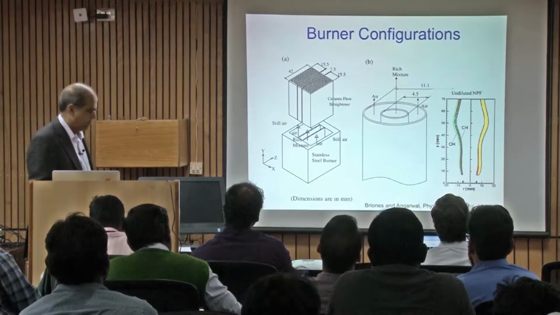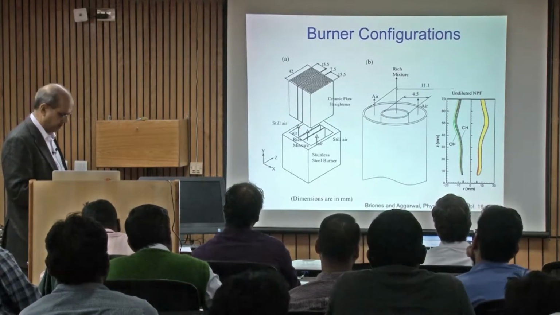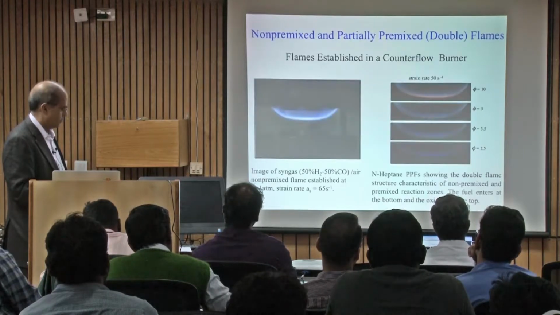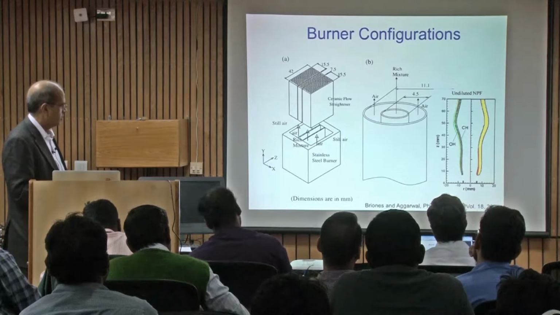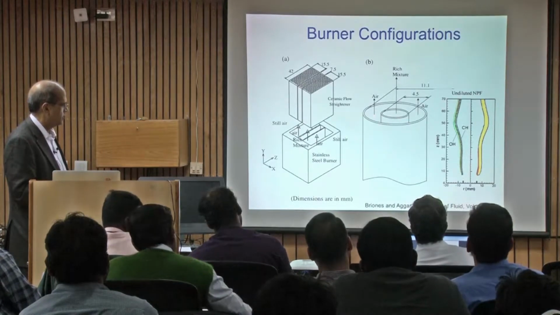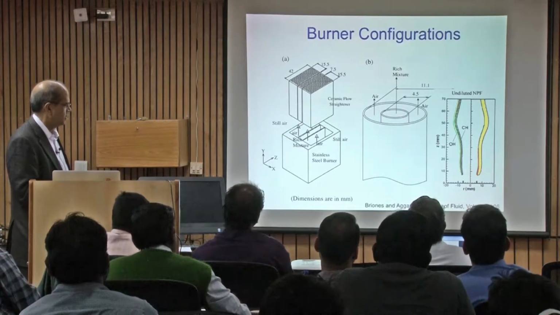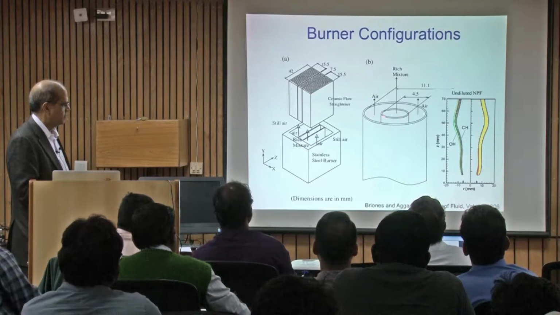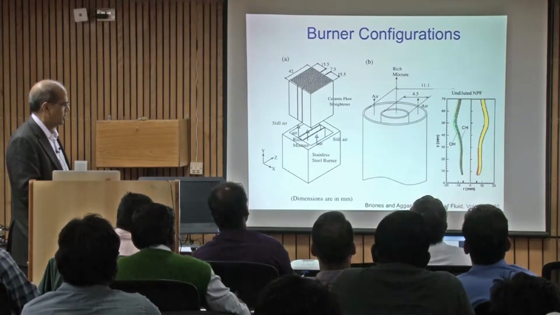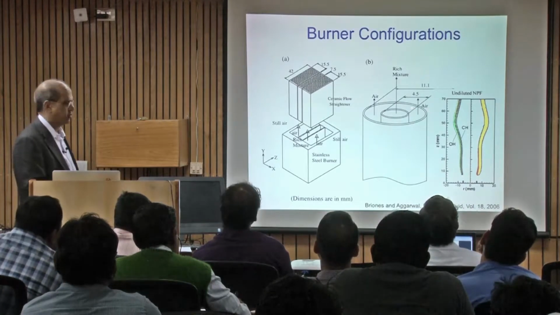So, for jet flames, these two configurations have been commonly used. This is the more common one, the two co-flowing jets, the fuel jet and then the air jet from outside. And then you can control the velocities of the fuel jet and the air jet to control the different flame properties. Okay.